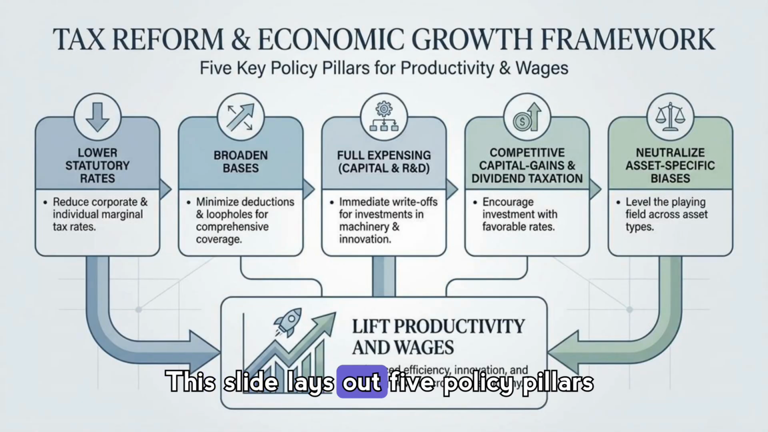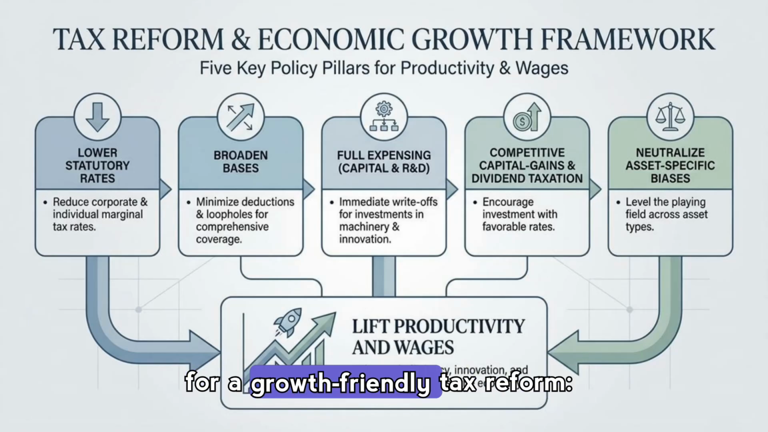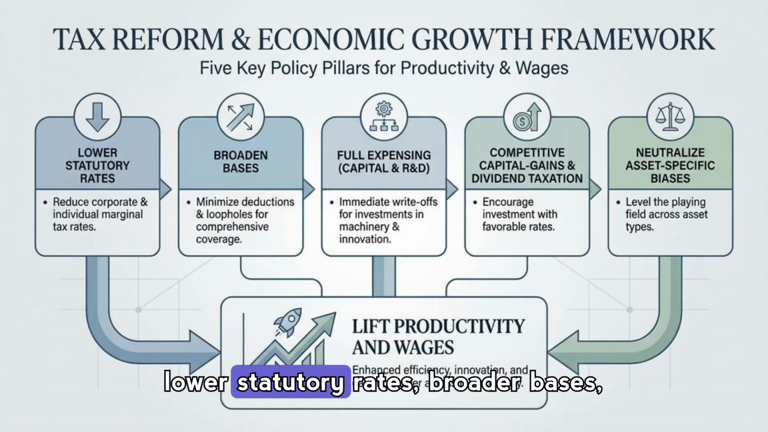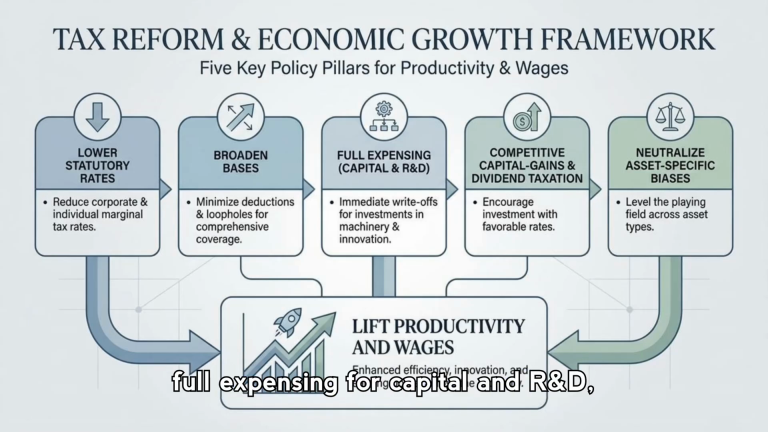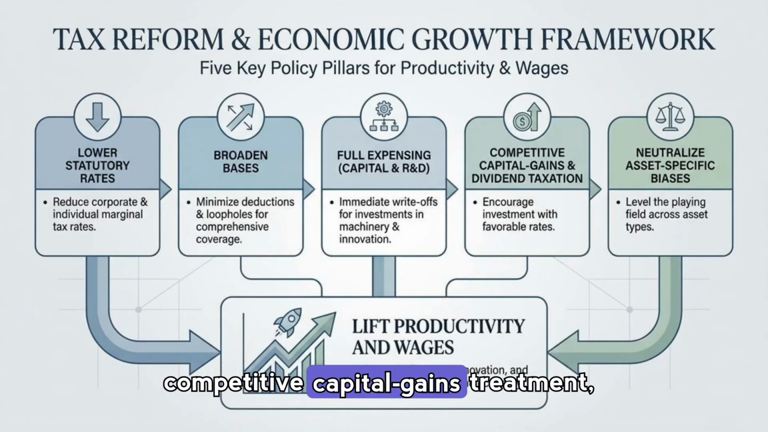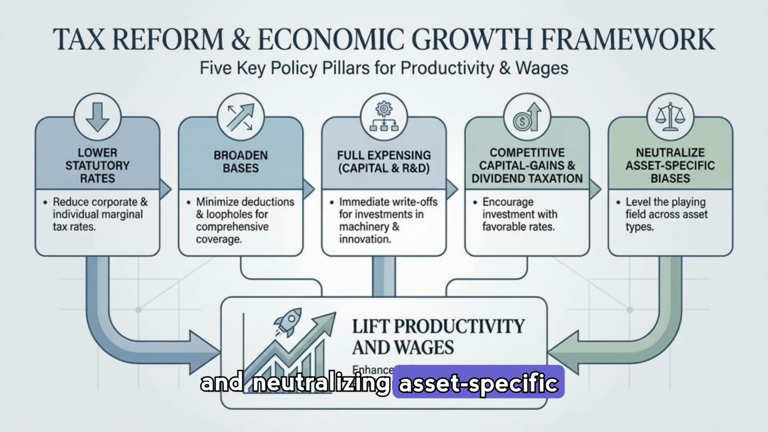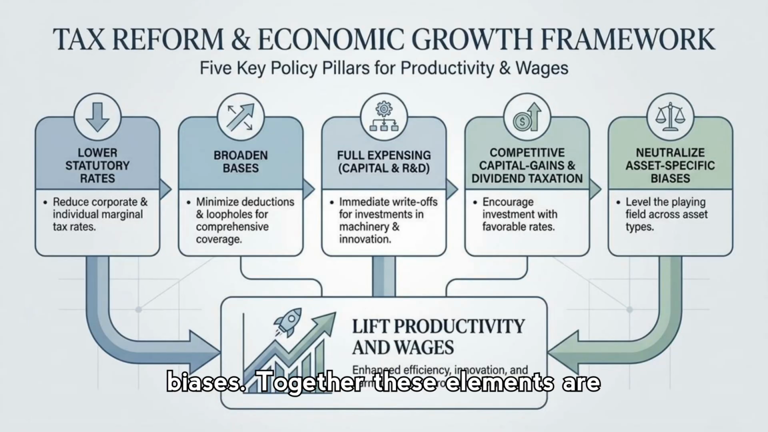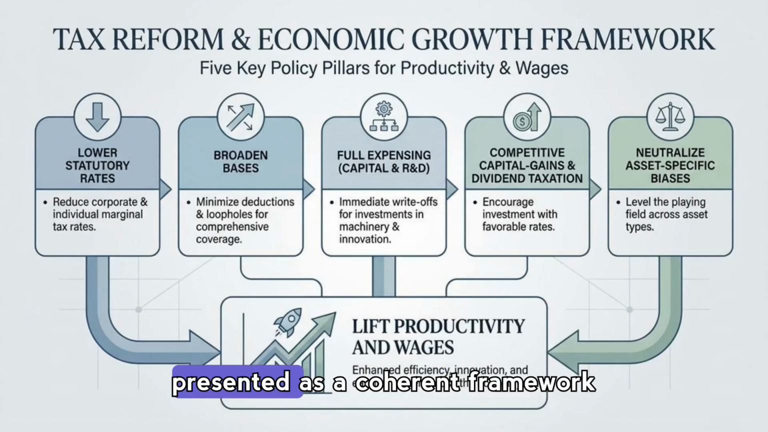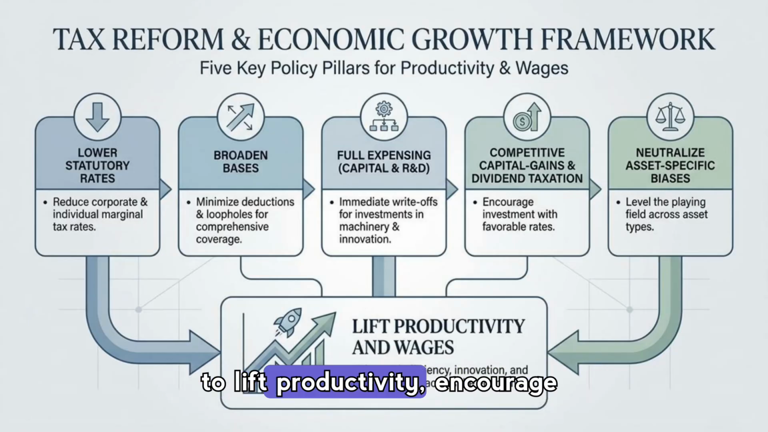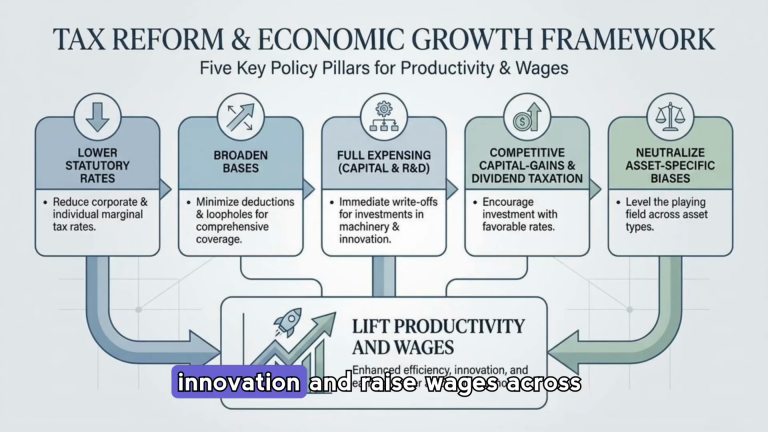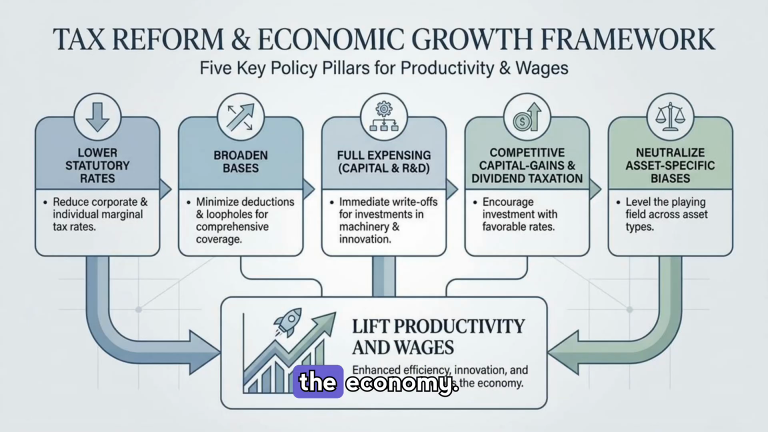This slide lays out 5 policy pillars for a growth-friendly tax reform: lower statutory rates, broader bases, full expensing for capital and R&D, competitive capital gains treatment, and neutralizing asset-specific biases. Together, these elements are presented as a coherent framework to lift productivity, encourage innovation, and raise wages across the economy.